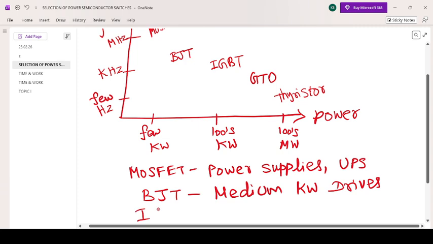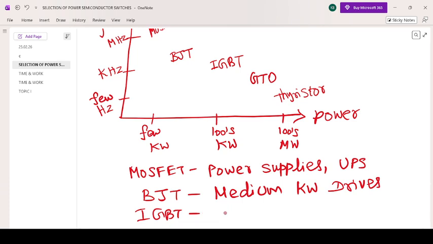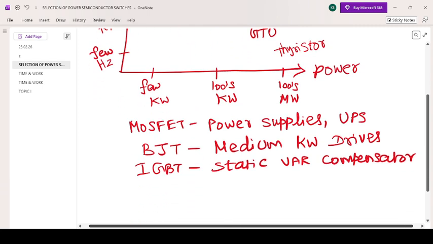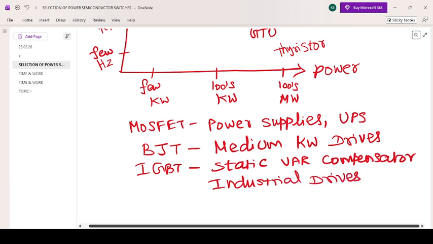Coming to IGBT, IGBTs are mainly used for industrial drive applications and static VAR compensators, and then high power industrial drive applications. Then GTOs are mainly used in wind and solar power energy conversion systems.